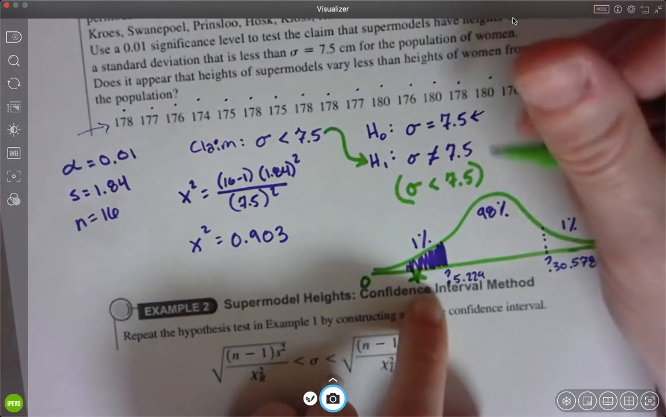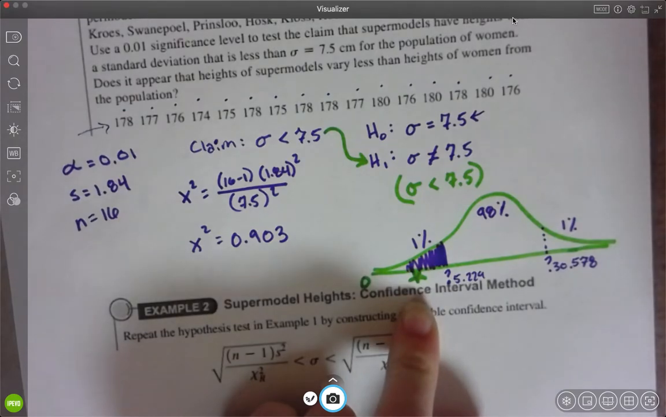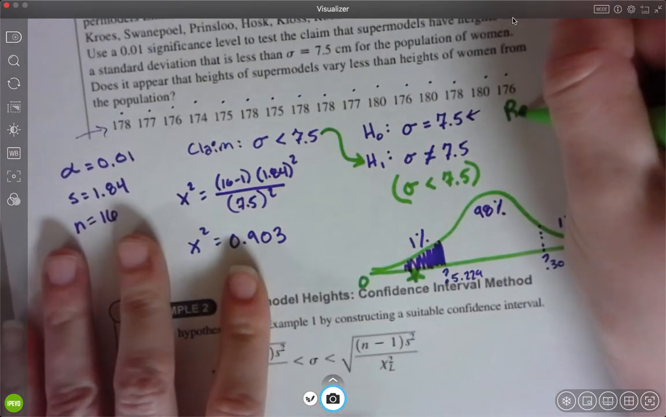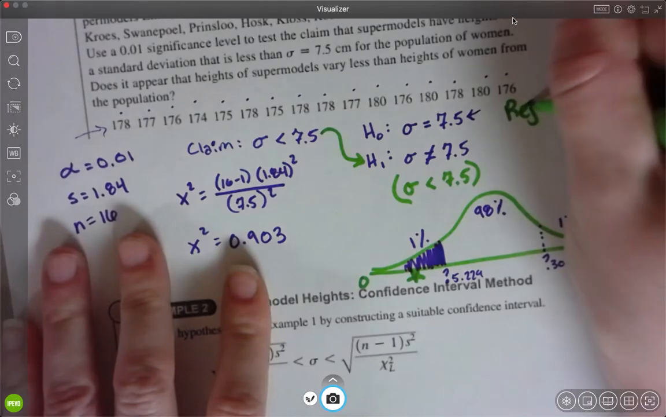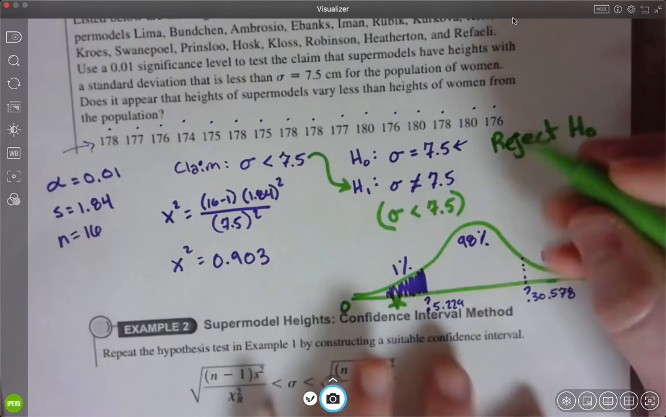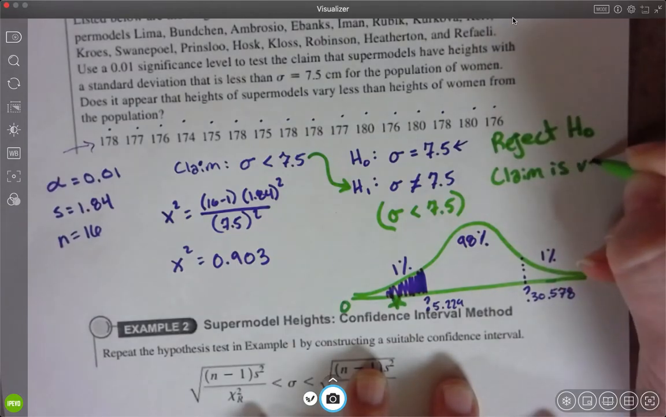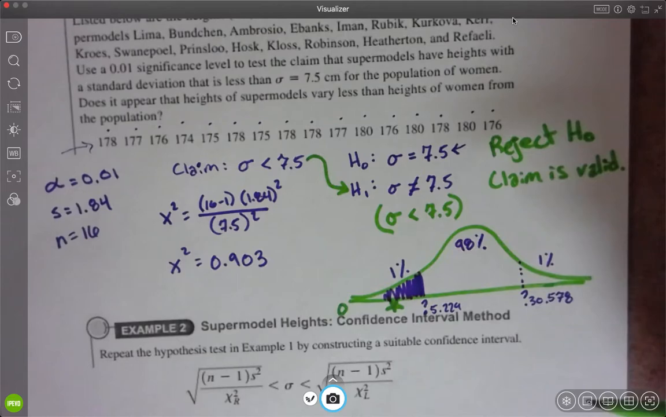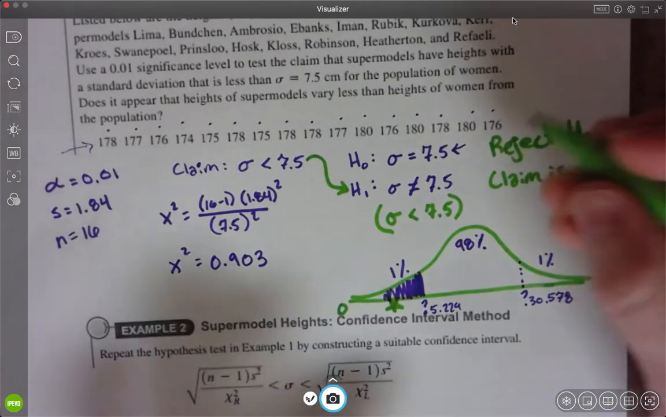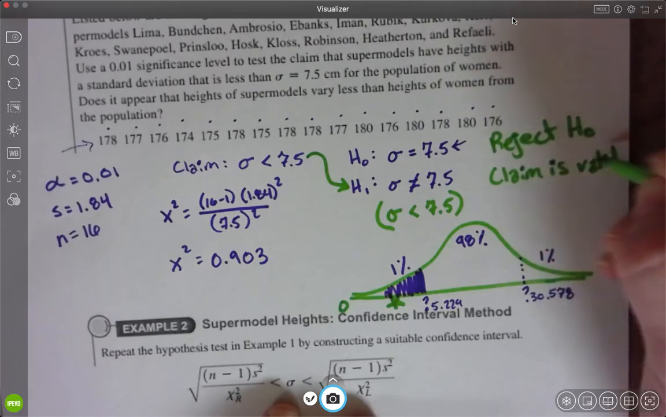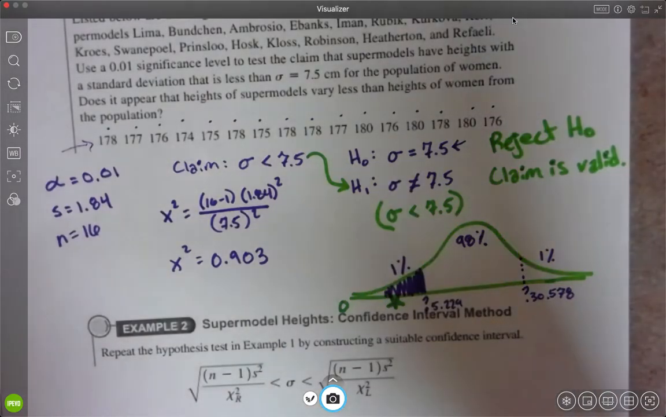And that means that we are going to reject, which is kind of what we had said before. We reject the null hypothesis, which means that our claim is valid, okay? There is not very much variation or anything like that in the heights of these supermodels. They're basically picking them out so that they're exactly the same shape and size, all of them.